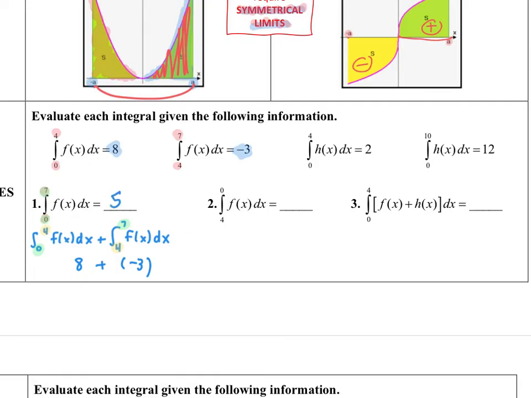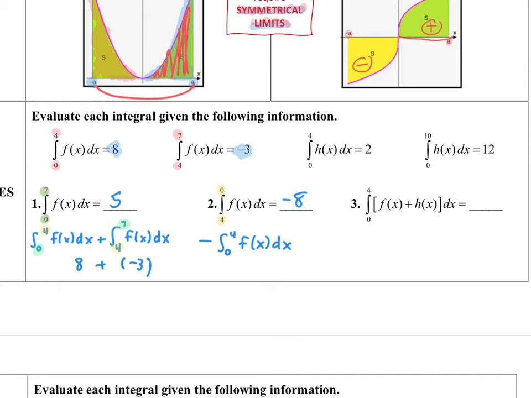Looking at question number 2, I see that the limits are backwards. The lower limit should be the smaller number, and it's not. So I'm going to use that reversal of limits property number 2. I'm allowed to switch them around, but that requires this negative out in front. The value of this integral from 0 to 4 f of x dx is the 8. My final answer here is negative 8.